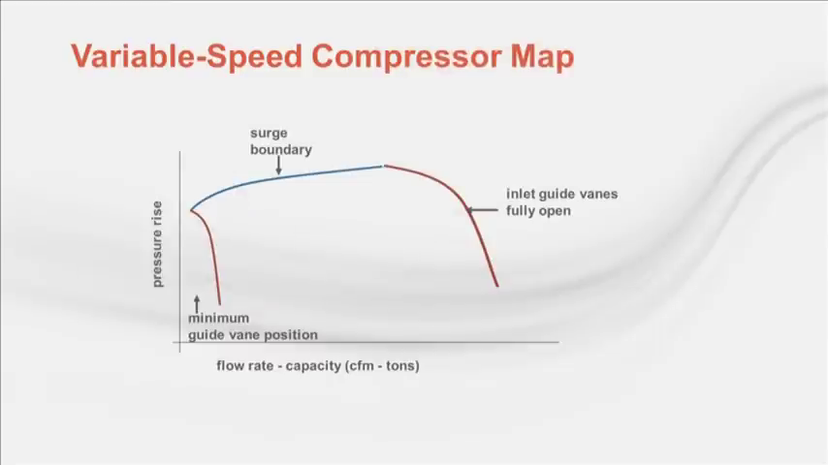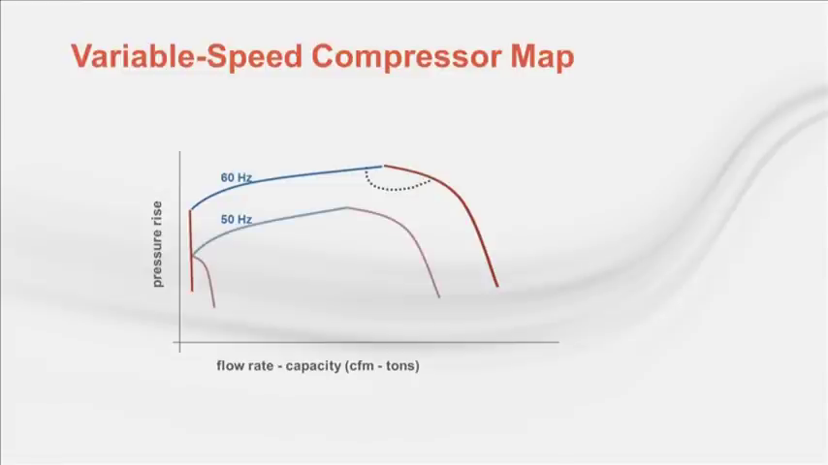Shifting to an operating map for a variable speed compressor, we note the full speed operating limits look just like the fixed speed map shown earlier. Both the maximum capacity and surge boundaries are identical.